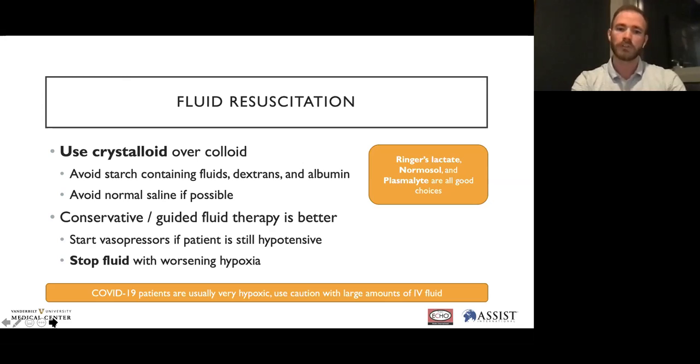Now, of course, if we do notice a worsened hypoxia for this patient, we want to stop any additional fluid. We can advance the slide, please.